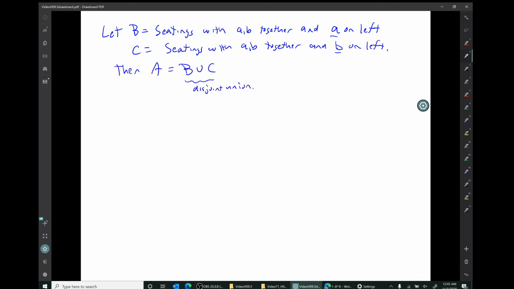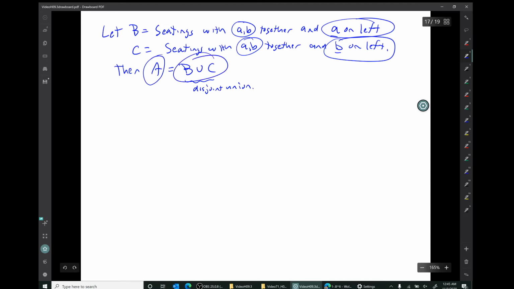If we let set B be the seatings with A and B together, but A on the left, and let C be the seatings with A and B together, but with B on the left, then we see that the set A is the union of sets B and C, and it's a disjoint union. None of the seatings of type capital B are in the set of seatings of type capital C. So the number of elements in set A is the number of elements in set B plus the number of elements in set C.